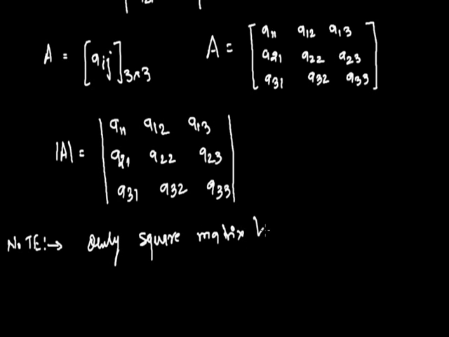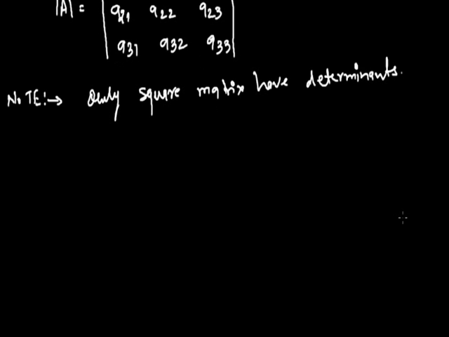Only square matrices have determinants. The matrices which are not square do not have determinants. Now, how to expand the determinants?